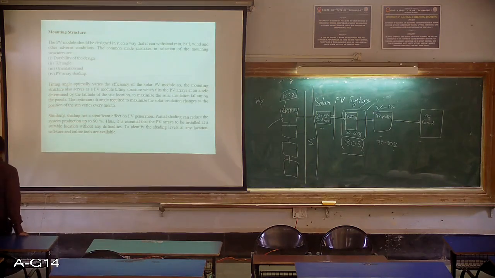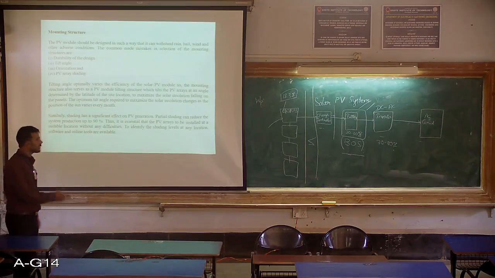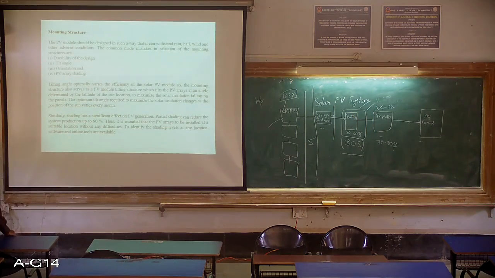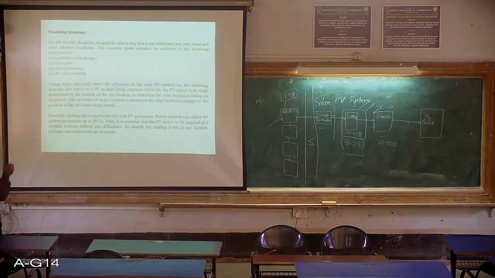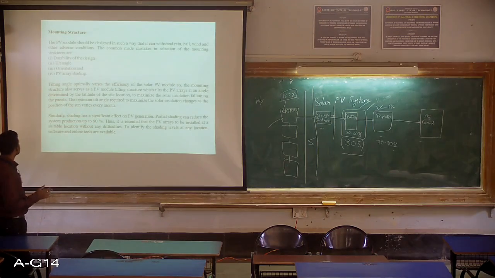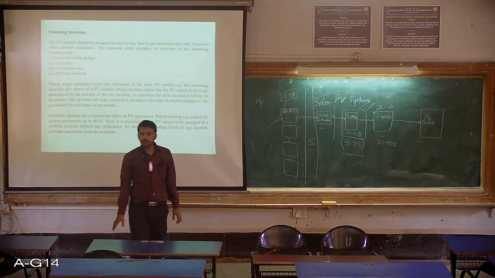Coming to mounting structures, in the previous table it was mentioned as the second item, the mounting system. Always we should consider these points, the common mistakes made in the selection of mounting structures. Normally the mistakes we make are about the durability of the design, tilt angle, orientation, and the PV array shading. Unless we consider these, it is not possible to do a proper mounting structure.